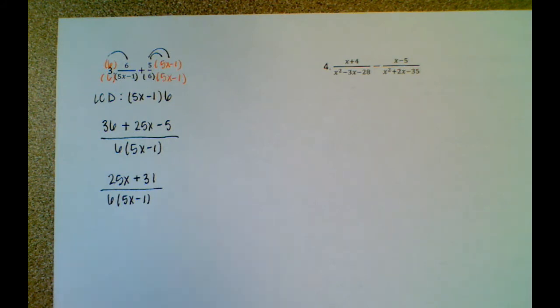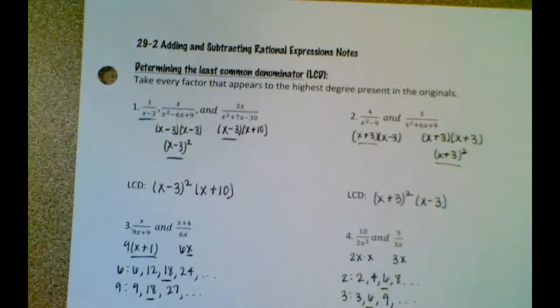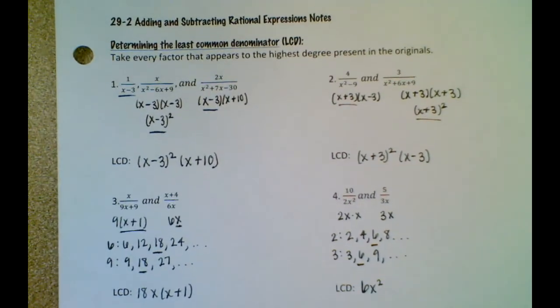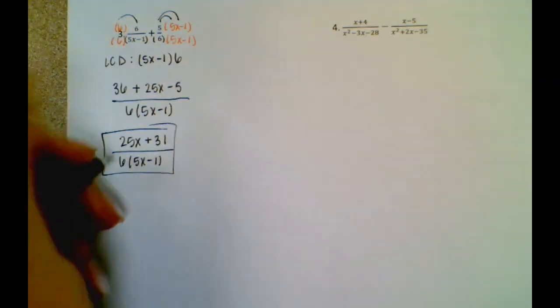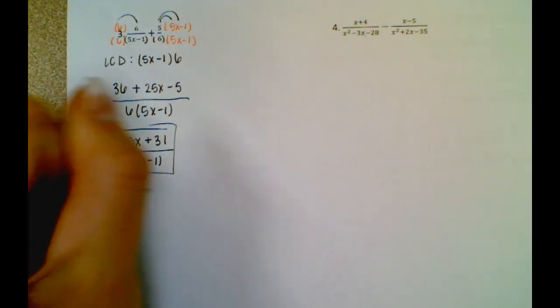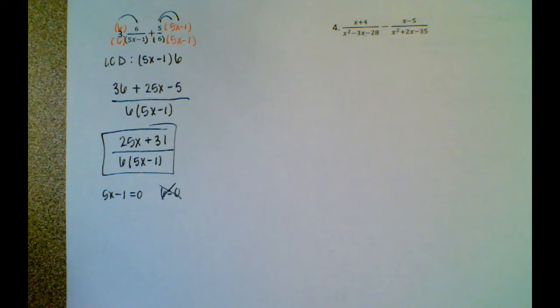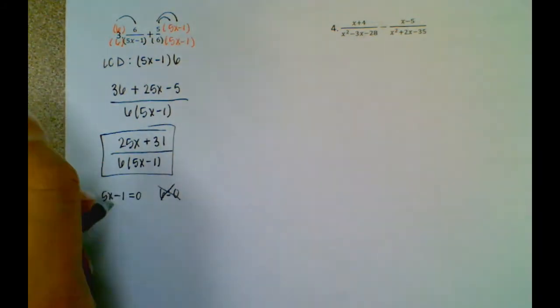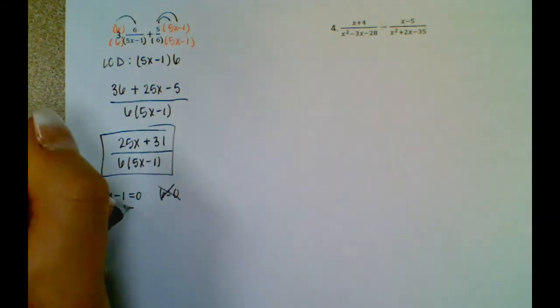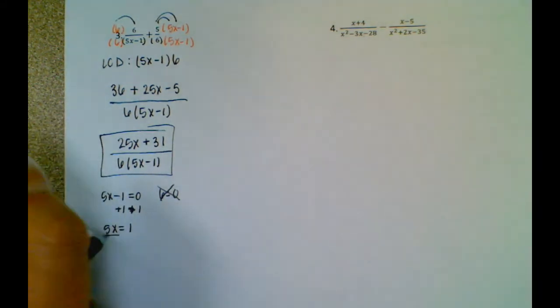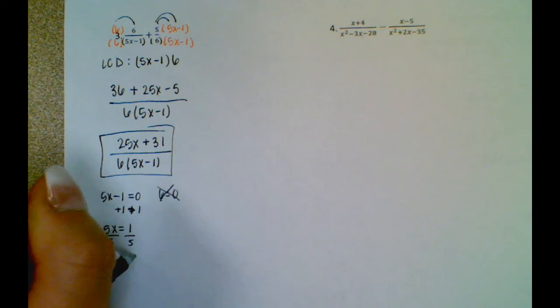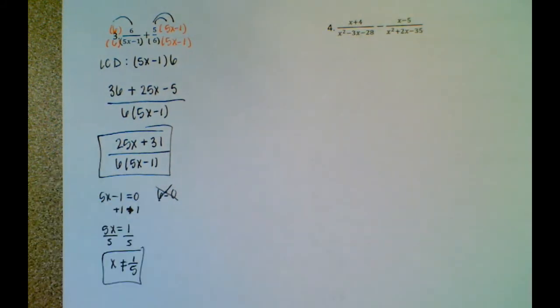So that's your answer. We need to find the restrictions, though, because remember, it says you have to find the least common denominator, find the restrictions. So let me actually go back here. The least common denominator was 5x minus 1 equals 0 and 6 equals 0. Well, we don't need to worry about the 6 because that statement's not true. So to find what x can't equal, I'm going to add 1 to both sides. So 5x equals 1, and then I'm going to divide both sides by 5. So x cannot equal 1/5, and I'll show you why.